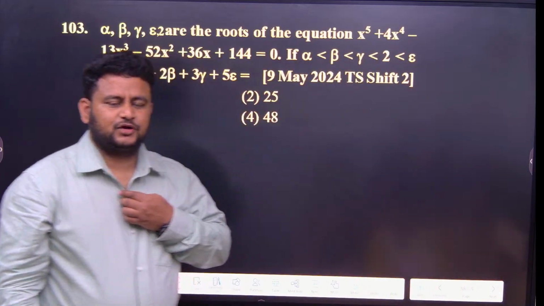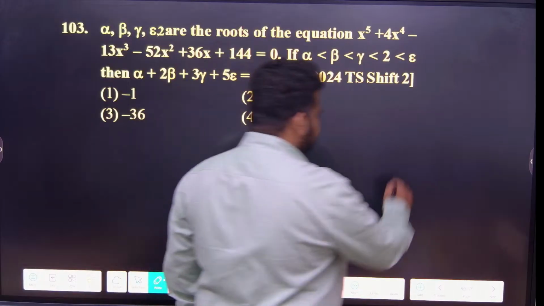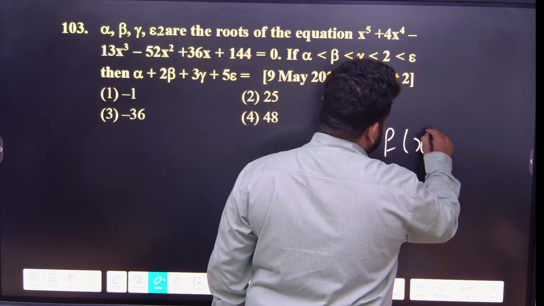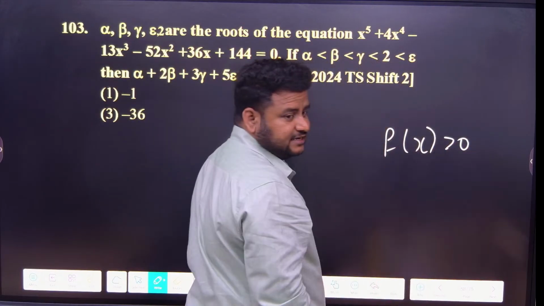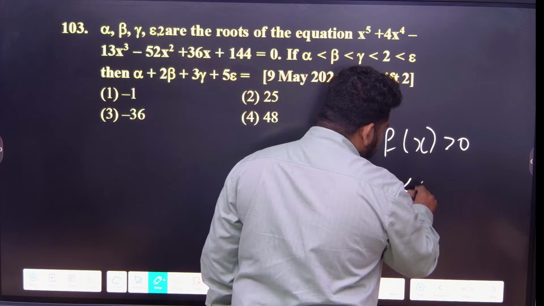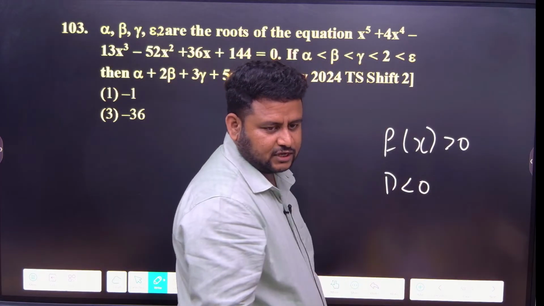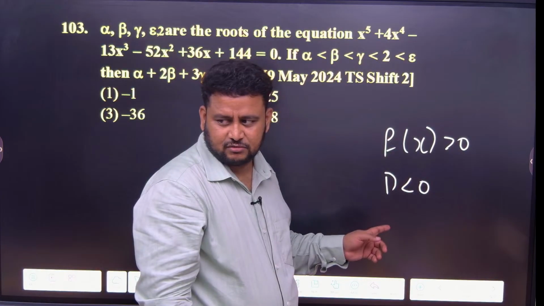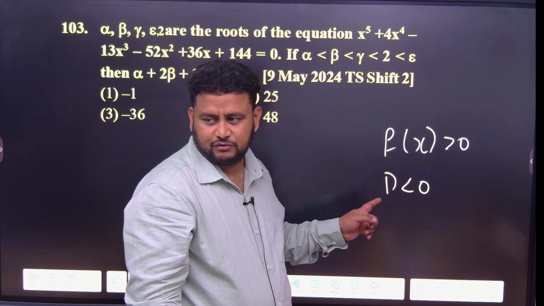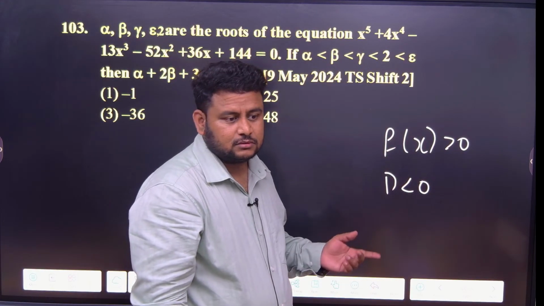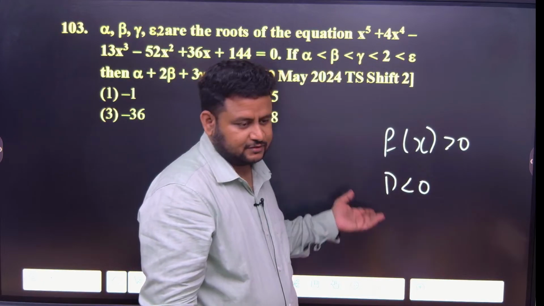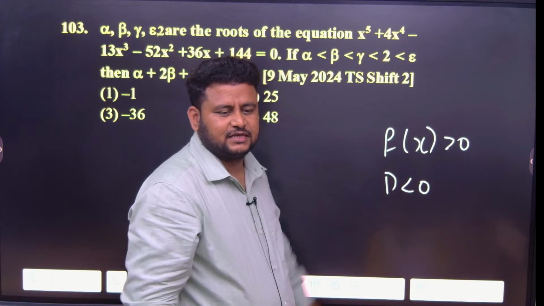So, one more important thing you have to know is, whenever we have f of x greater than 0, at that time the discriminant will be less than 0, you have to take it. Whenever we take f of x greater than 0, discriminant will be less than 0. Sorry, not determinant, discriminant. Discriminant should be less than 0.